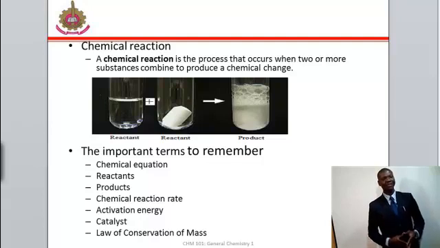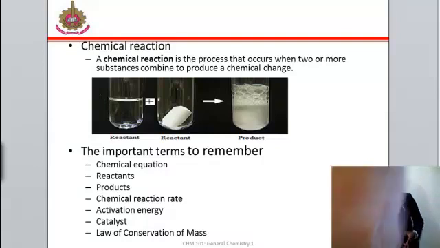Products are substances that form as a result of a chemical reaction when chemical reactants come together. Chemical reaction rate is the speed at which a chemical reaction occurs, while activation energy is the external energy that is needed for a chemical reaction to occur.